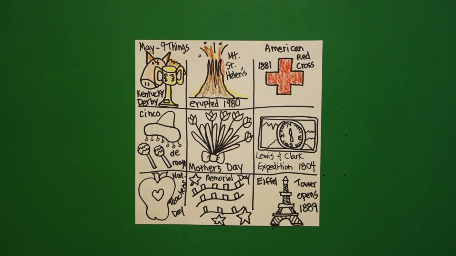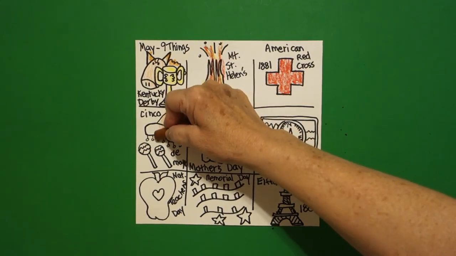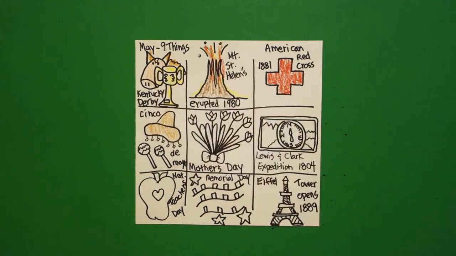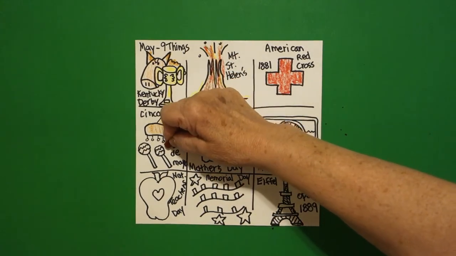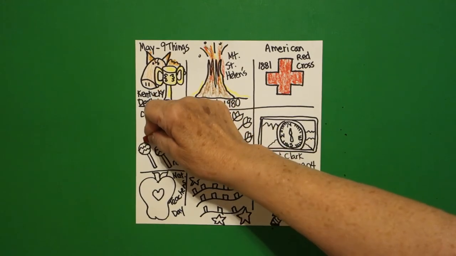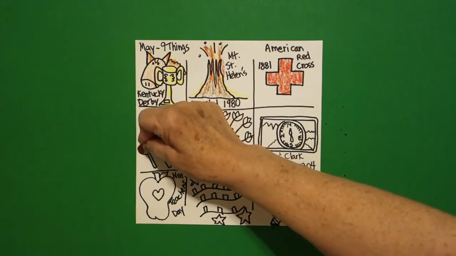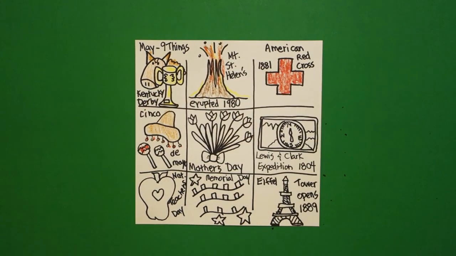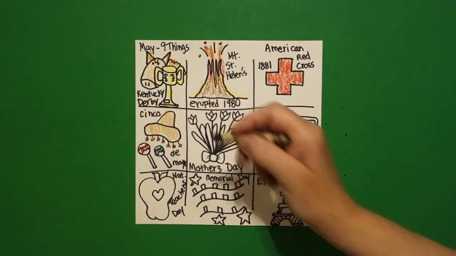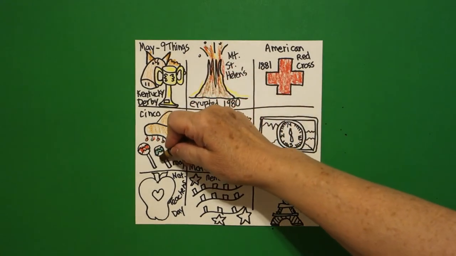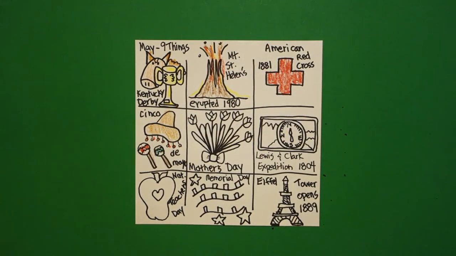Cinco de Mayo. We're going to do our sombrero, a light tan or a light brown. We'll do our little decorations, red. Keep going. People think this is Independence Day. It isn't. It's for a battle they had. Okay. Red for that. Green for here. And let's do some brown on our maracas. Okay, Cinco de Mayo.